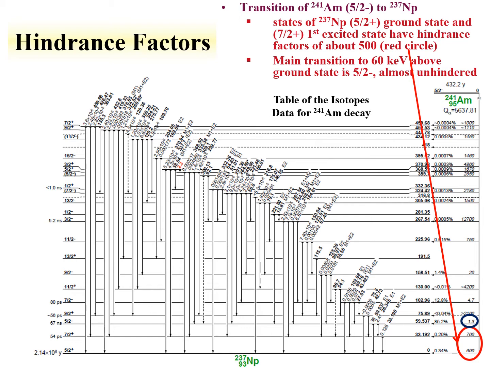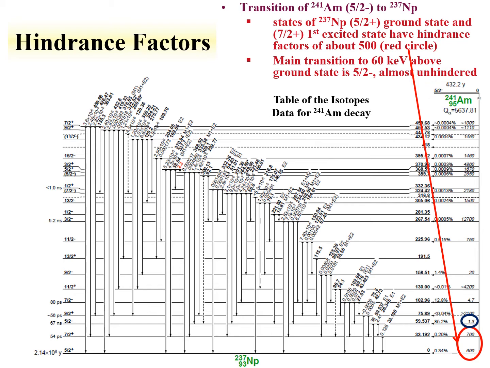So states of neptunium-237 that are in the 5/2 plus ground state and 7/2 plus the first excited state have hindrance factors of about 500, and you can see those values listed right over here. So we can say that this isn't a particularly favored transition. However, the americium-241 sits in a 5/2 minus state, right there.